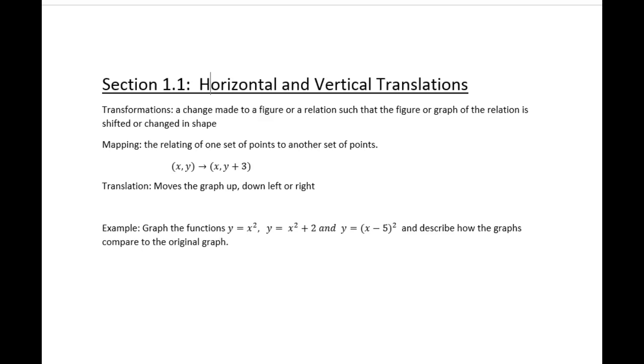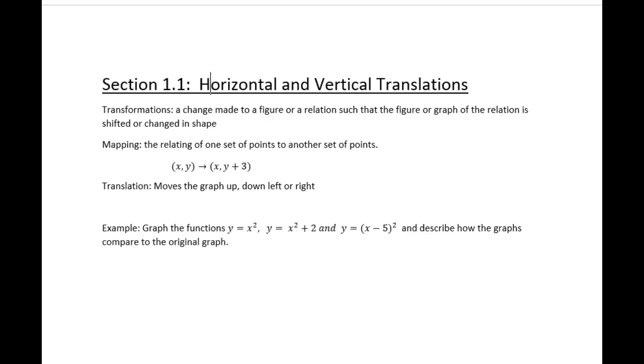It says transformations: a change made to a figure or a relation such that the figure or graph of the relation is shifted or changed in shape. All this means is you're starting with an original, and then you're moving your picture either left or right or up or down. And then when we get farther, we'll reflect them and we'll stretch them or compress them.